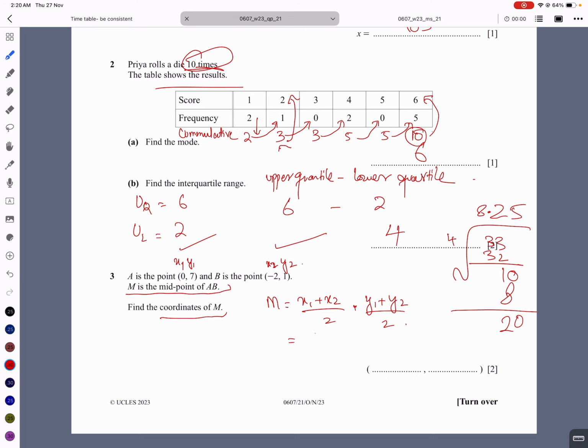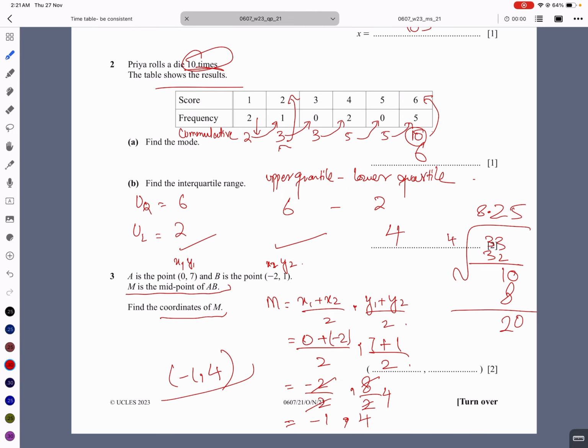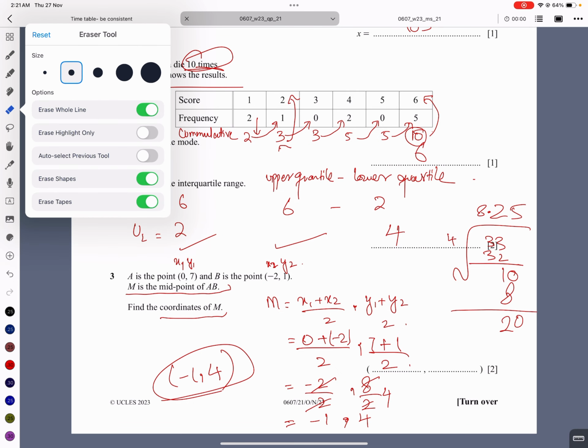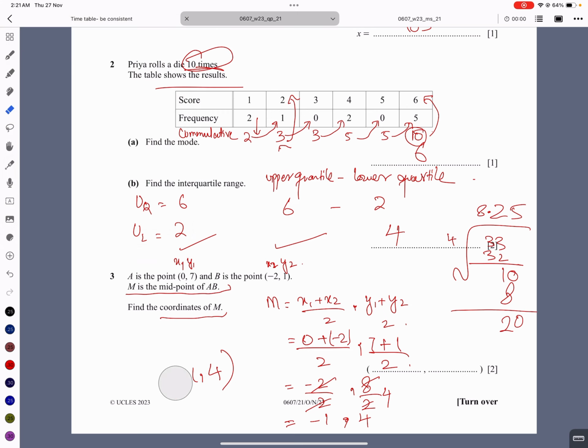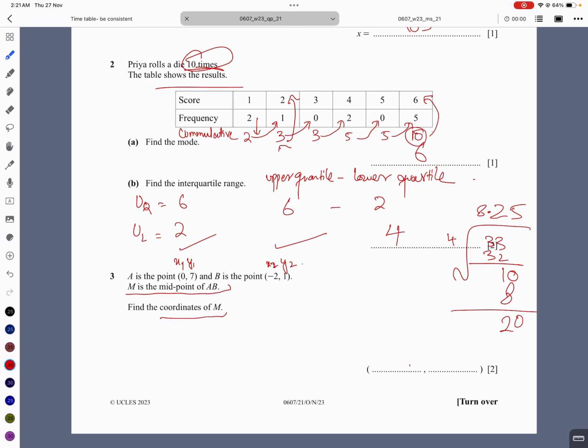Okay, so x1 over here is 0 plus, and what is x2? Minus 2. And what's the value of y1? It's 7. And what's the value of y2? It's 1. So minus 2 over 2, and 8 over 2. This is going to cancel. You will get minus 1, and this will be 2 into 4 is 8, so 4. So what is the value of the x coordinate? Minus 1. And what is the value of the y coordinate? 4. So our answer will be minus 1 and 4.